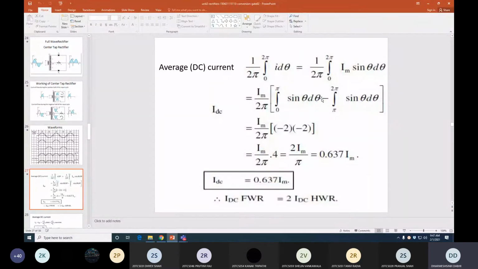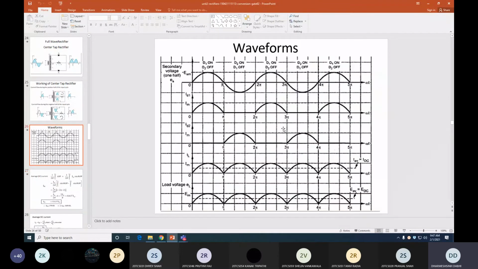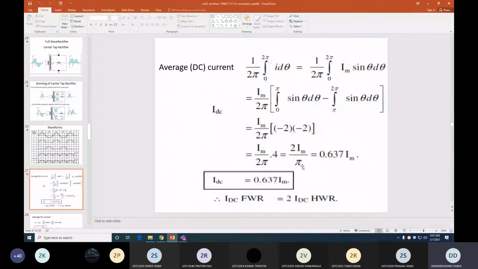Here by mistake it is written minus. Here it is positive, because your output voltage and output current are always positive. In the first half cycle it is positive, and the second half cycle is also positive. Please correct this mistake here. This is positive, plus the integration from pi to 2 pi of sin theta. So you get the integration of the first part as 2, the second part as 2. So you get the answer 4 Im by 2 pi, or 2 Im by pi, and finally 0.637 Im.